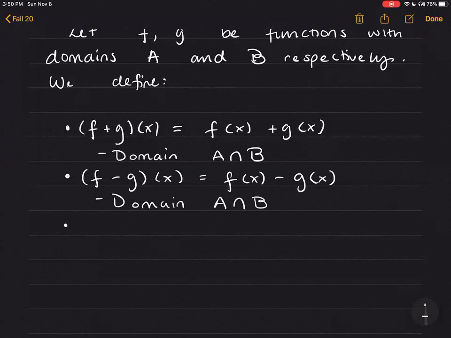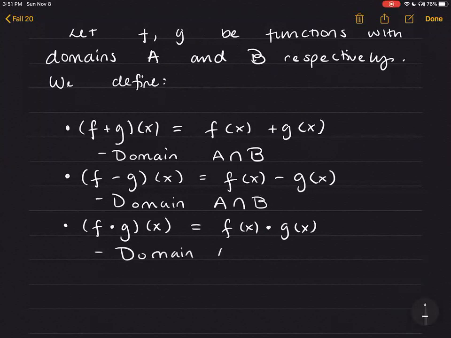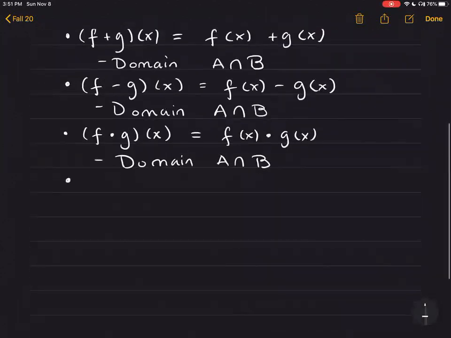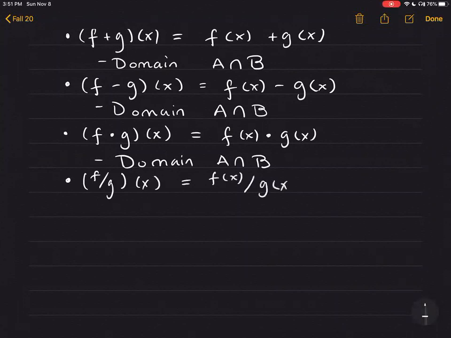Okay, now let's look at f times g of x. You're probably going to already guess what's going to come. It's going to be f of x times g of x. And that will also have domain A intersect B. And last, but of course not least, we have f divided by g of x. And again, yes, that is equal to f of x divided by g of x.